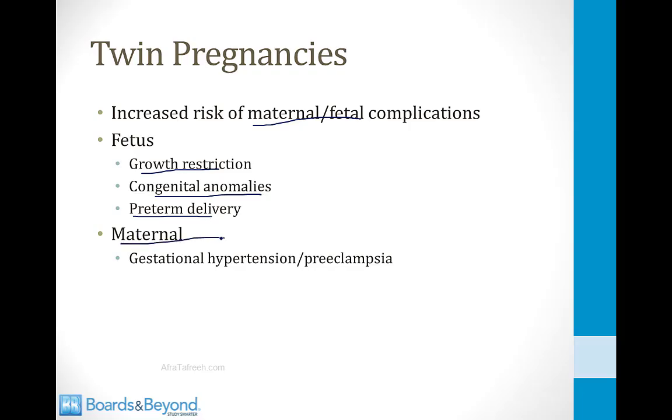In addition, for the mother, there's a higher risk of gestational hypertension and preeclampsia.